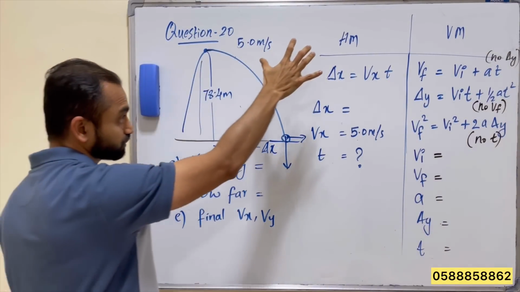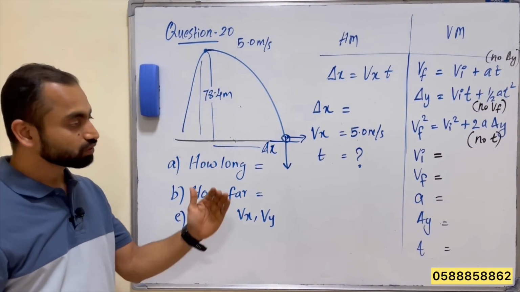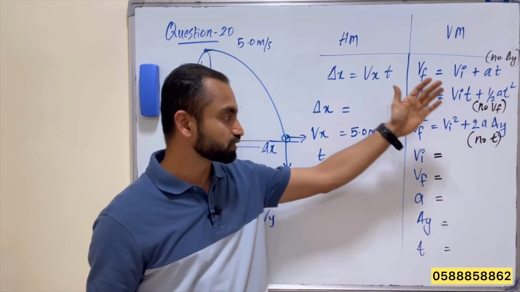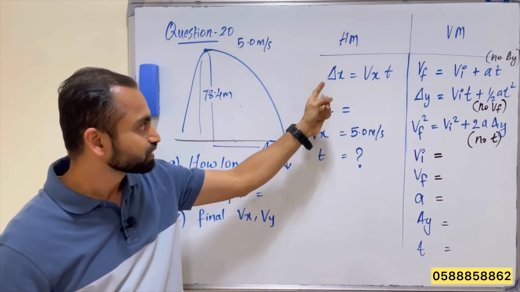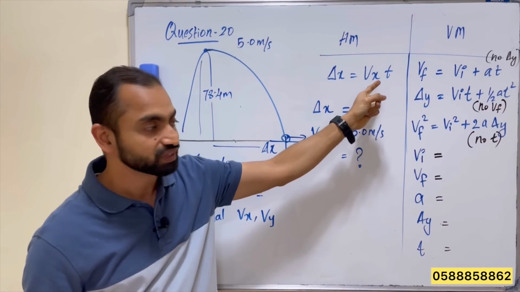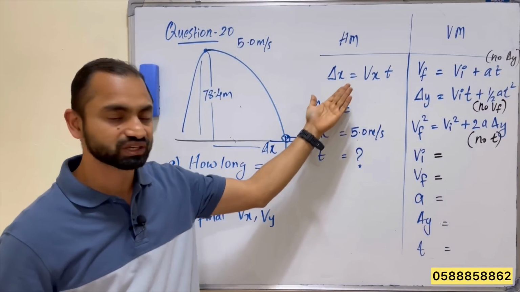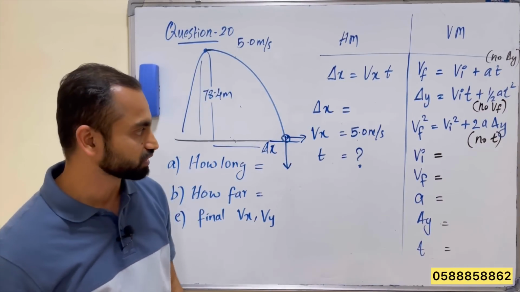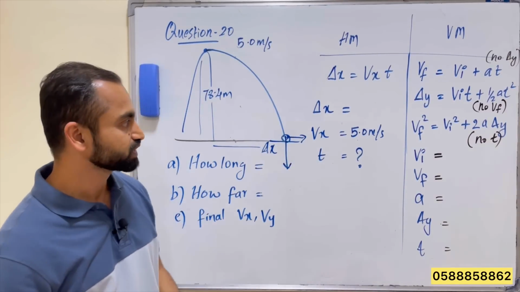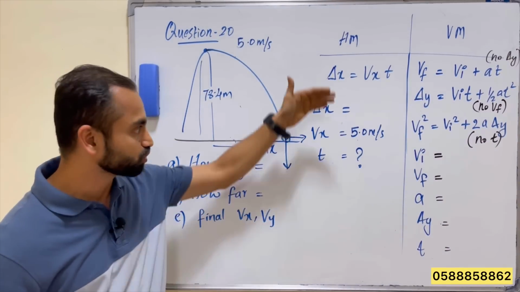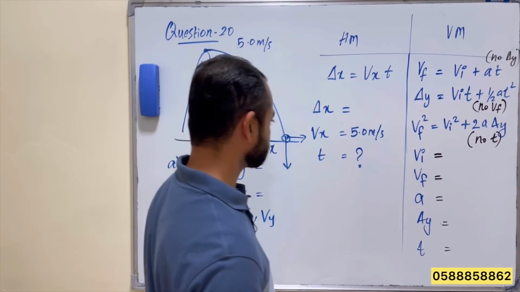So if we cannot use horizontal motion to calculate time, we will go to the vertical motion. First we check whether we can calculate the time from the horizontal motion, because there is a simple equation. If horizontal velocity and horizontal distance are given, we can directly use this equation to calculate time. But here the horizontal displacement, the horizontal distance traveled, is not given, so we cannot use this equation. We cannot use horizontal motion, so we will go to the vertical motion. So what is given here?